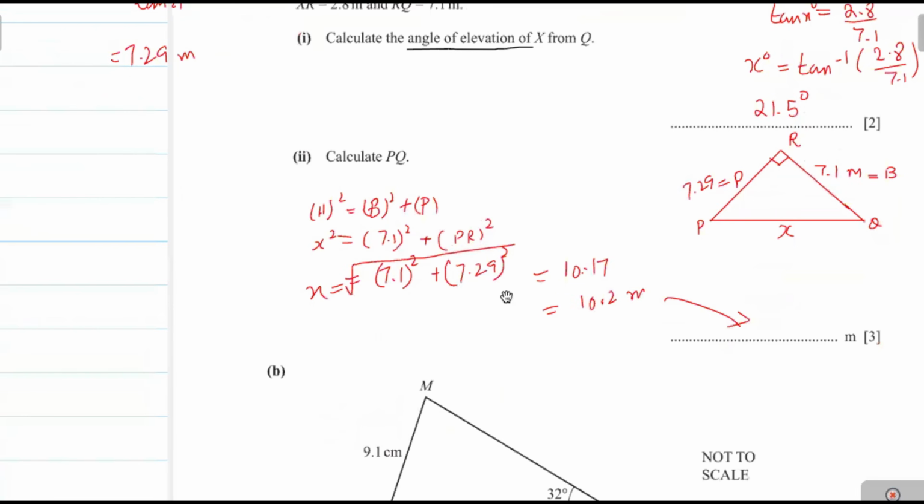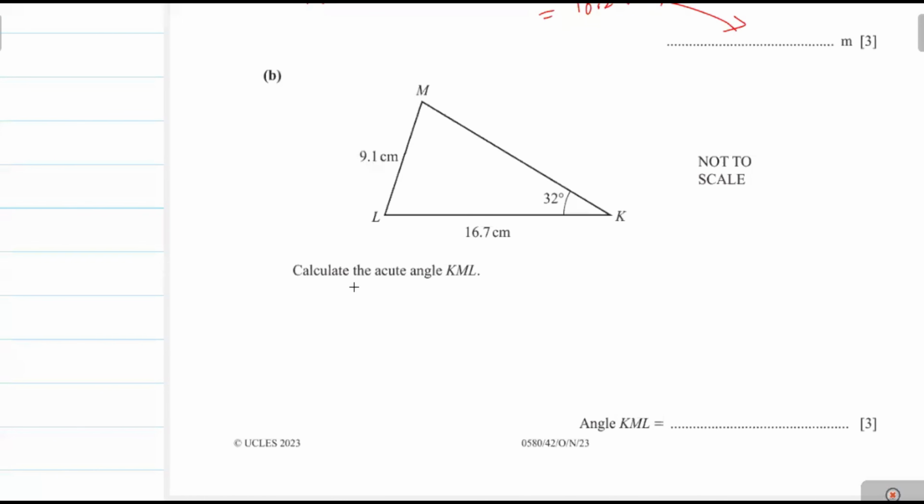Now the next part of this question is part B. Calculate the acute angle KML. This is the acute angle KML. Now we name it as x degrees. Now you see here there are two angles and two sides. When there is a relationship of two angles and two sides, we use the sine rule. The sine rule is sin A over a equals sin B over b equals sin C over c. You see here this is the sine of x degrees, and we take the side opposite this angle.